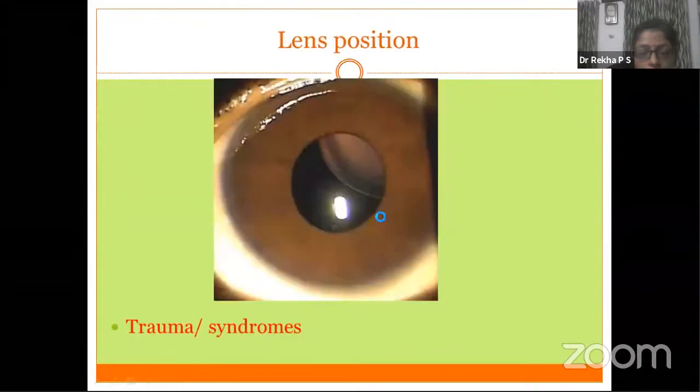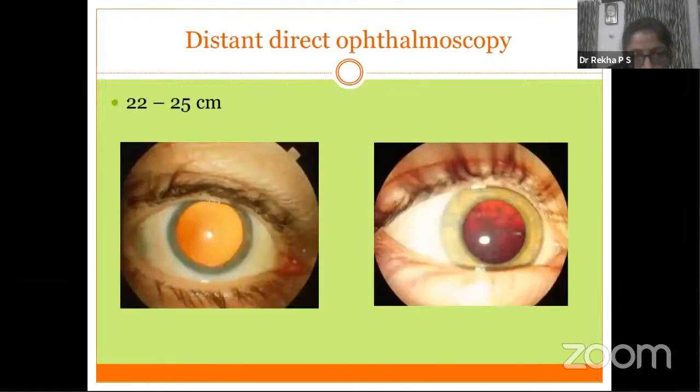And also you should look for position. You can see the lens margin here. It may not be so obvious like this. You may have to dilate the pupil and see for the lens margin. And you should see whether it is unilateral or bilateral. Bilateral, it can be associated with various syndromes. And unilaterally, most probably it may be due to trauma.